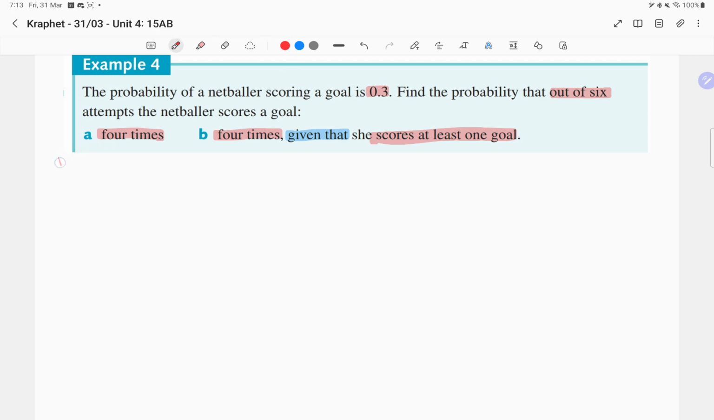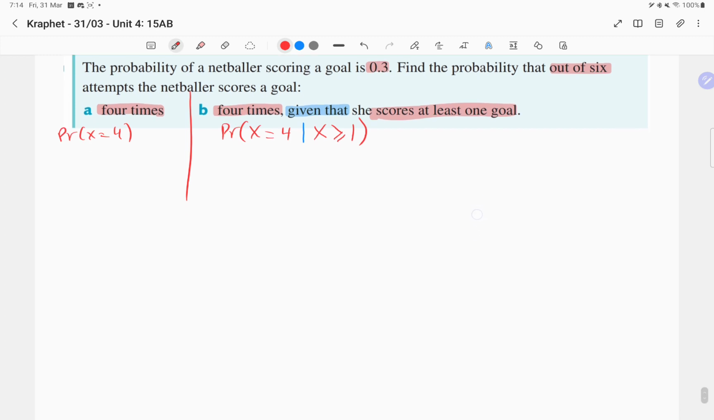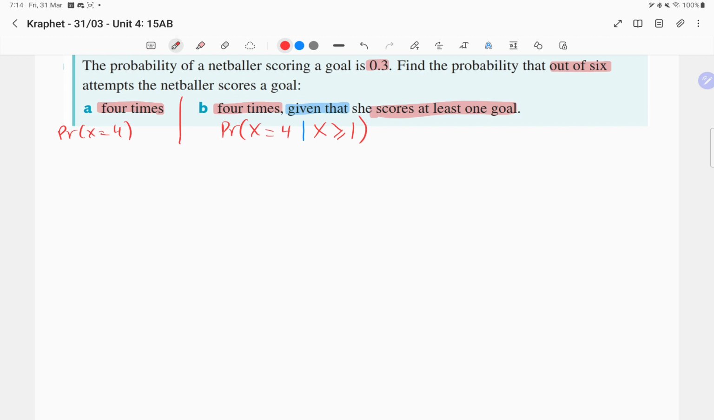Now the second one, 4 times, given that she scores at least 1 goal. The first one is a straightforward P(X = 4). The second one though is P(X = 4 | ...), with the vertical line. Have you seen that? The vertical line means given that. Given that X, she scored at least 1, so X is more than or equal to 1. That's the notation there. Question B, I still don't get it, like 4 times, but given that. That's why I say it's one of the hardest basic probability concepts at high school level.